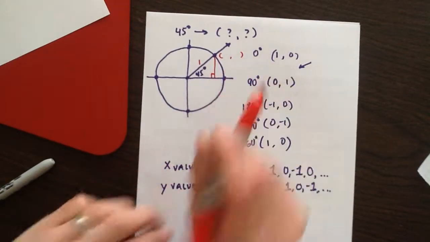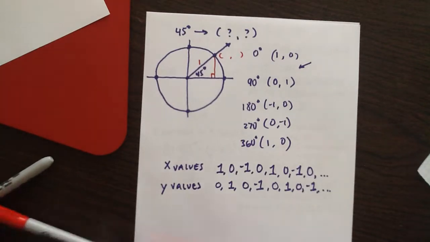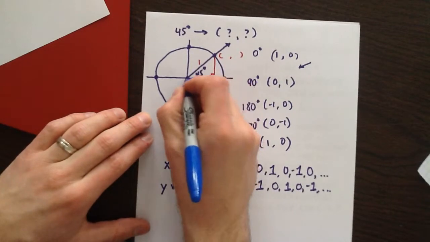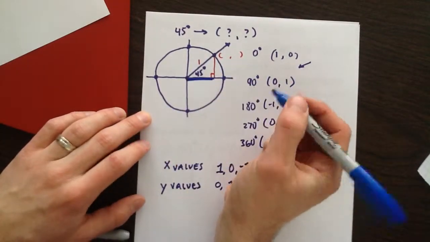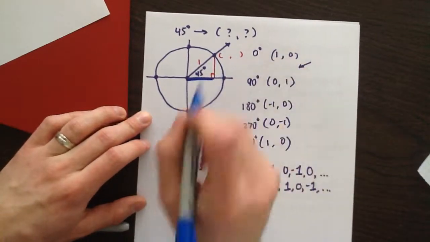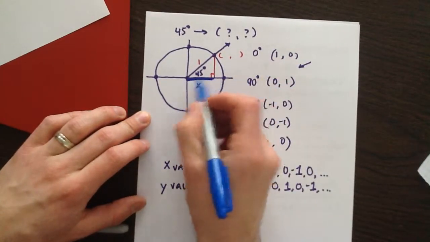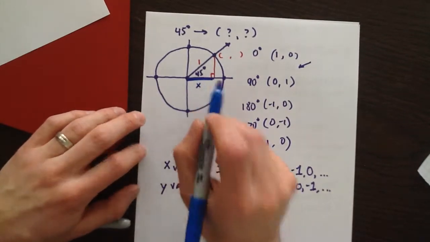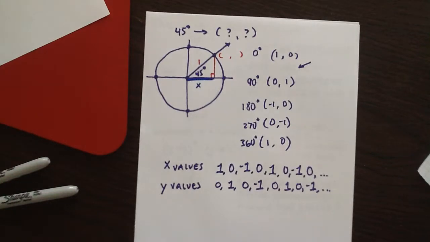Well, the x value, thinking about geometry. That's what I said. Yes, that's what you said, so stick with me still. The x value is this distance across the bottom. If the hypotenuse is 1, what's that distance across the bottom? We'd have to use the Pythagorean theorem for that.